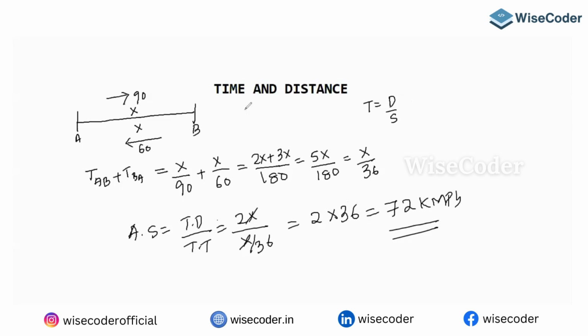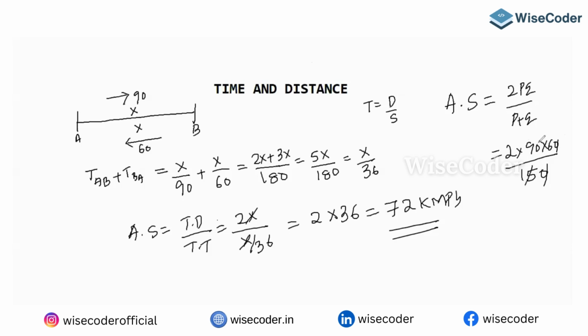But the same model, we have derived one formula. Whenever this is a situation, if you want the average speed, what is that? 2 into product of the speeds by sum of the speeds. We have calculated, no? So 2 into 90 into 60 by 90 plus 60, which means what? 150. Yes or no? So 0 0 is going to be cancelled.